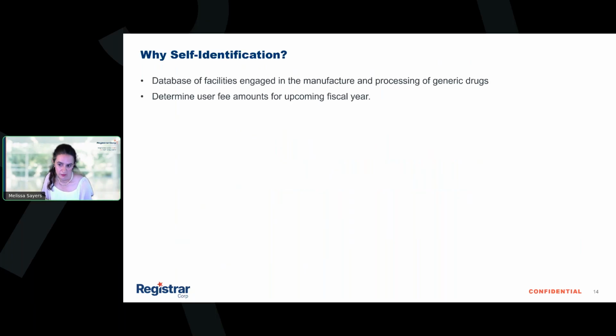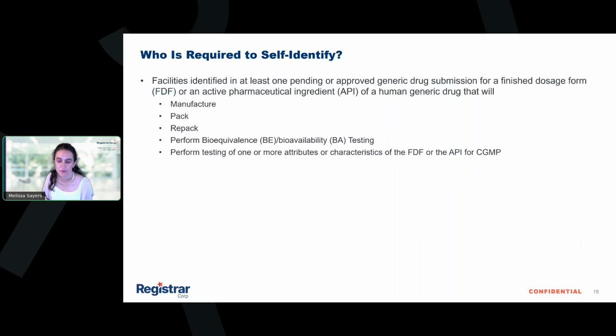Self-identification is required so the FDA can maintain a database of facilities involved or will be involved in generic drug manufacturing and processing for the upcoming fiscal year, starting on the first business day in October, typically October 1st. This information is used to determine user fee amounts for the upcoming fiscal year.